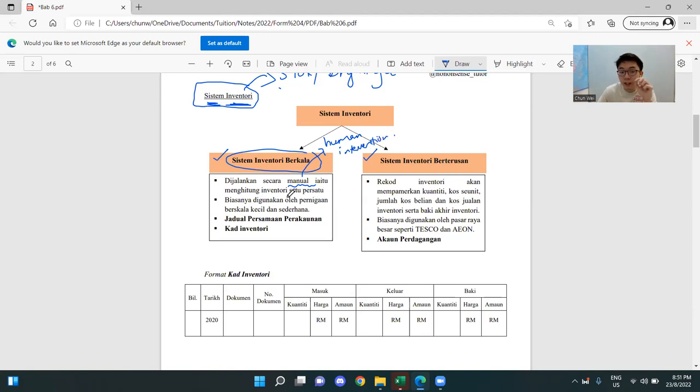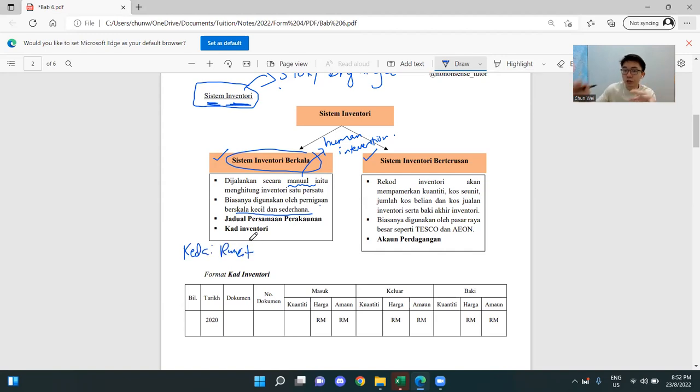Yaitu, you hitung inventory satu per satu. You go and count one by one. Biasanya, digunakan oleh perniagaan berskala kecil dan sedang. So, normally, the small company or a small business uses this type of system inventory berkala.